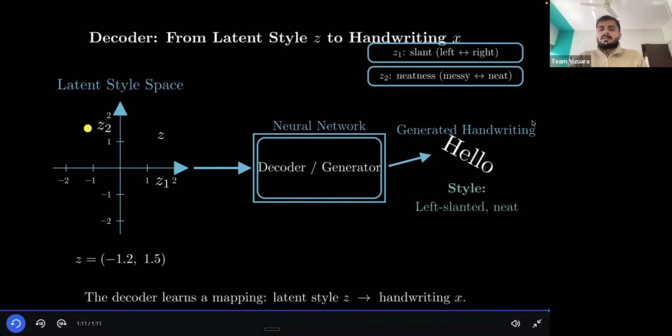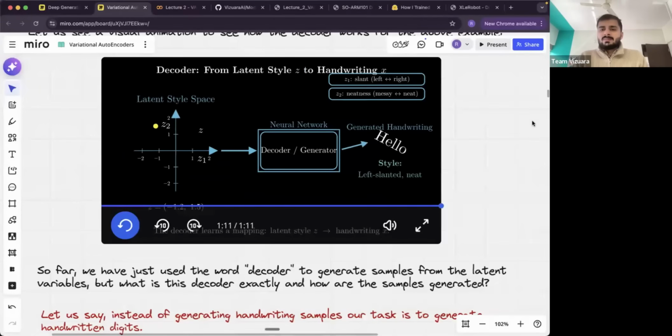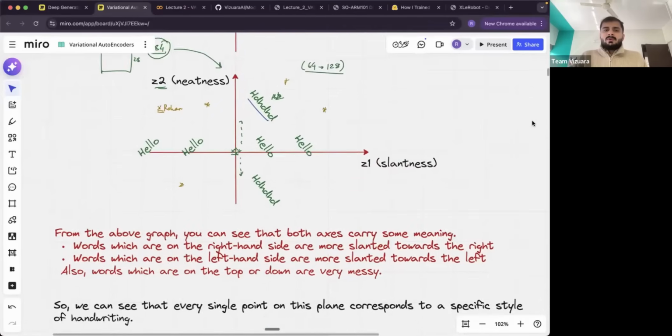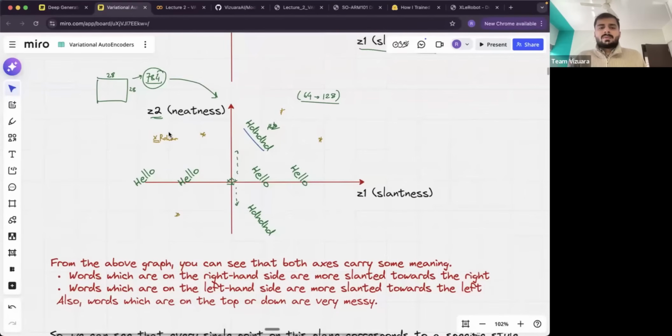So the decoder learns a different mapping. It learns a mapping from the latent space to the actual space. So in this example, where we looked at, let's say, mapping Rohan's handwriting to this latent space, now what we are saying is if we are just given this point, can we generate the real handwriting sample of Rohan with as much precision as possible?